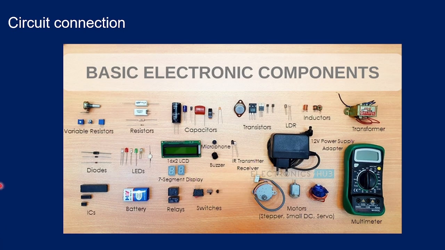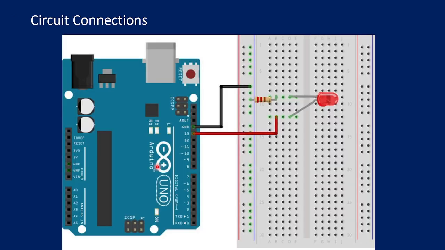Okay, we need some more information. We need to connect certain circuits to the Arduino. So these are some basic components. We may need variable resistors, capacitors, transistors, like this. We may need the power supply, LEDs, etc. to perform these secondary circuits.